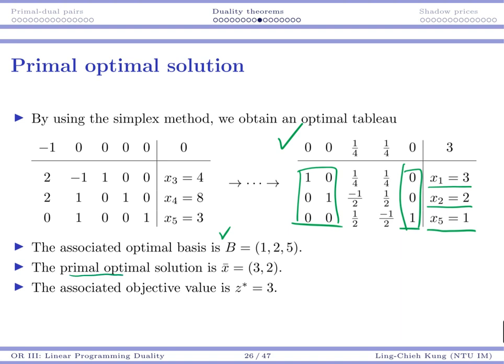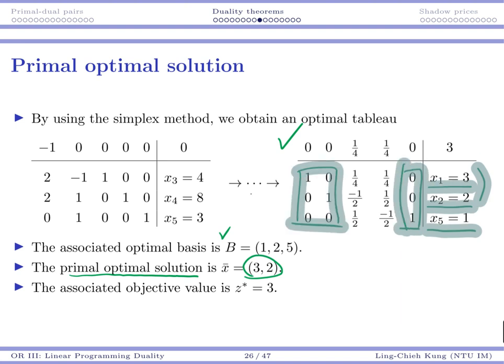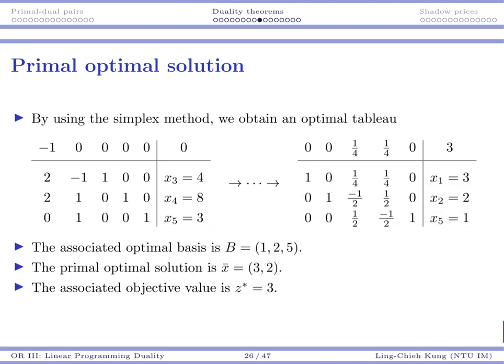And also, our primal optimal solution may be obtained like this: 3 and 2. So why do we only write down 3 and 2? Because they are the original variables. We exclude the slack variables because they don't exist in our original program. The associated objective value, z star, is 3. Alright, 3 is here. So now we are done with solving the primal. Later, we're going to show you how to solve the dual without really solving a linear program.